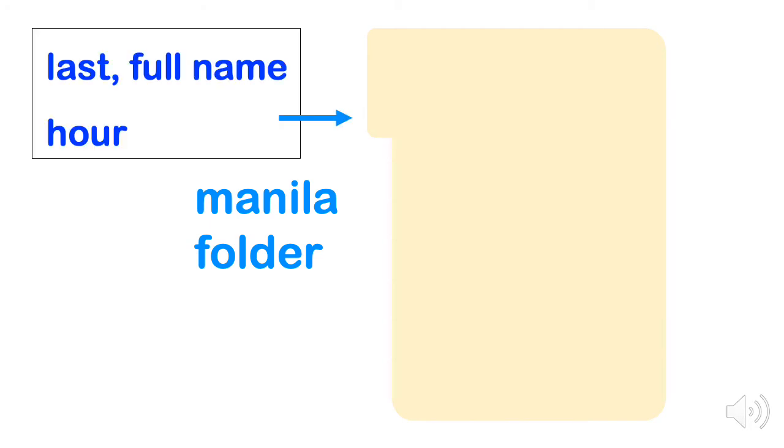Lastly, I'll provide you with a tabbed manila folder. This is your semester-long writing folder. On the tab, write your last name, then first name, then the class hour. Use a label or permanent marker.